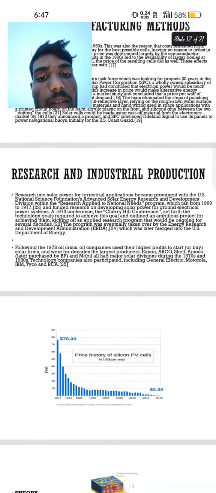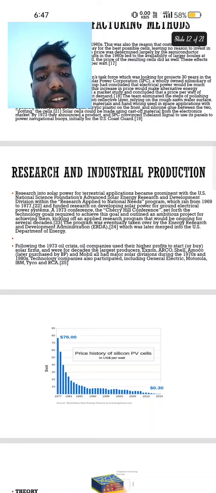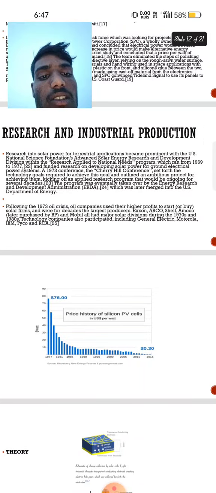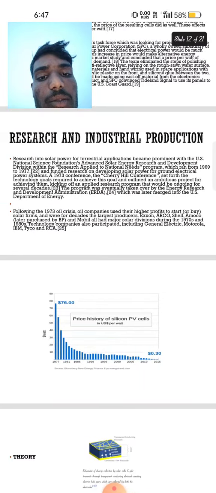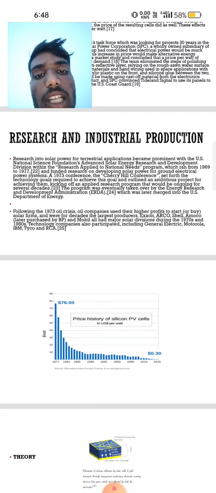Research and industrial production flourished in the 1973 oil crisis, when oil companies used their higher profits to start solar farms and were in the field for decades. The largest producers, Exxon, Arco, Shell, Amoco, and Mobil, all had major solar divisions during the 1970s and 1980s. Technology companies also participated, including General Electric, Motorola, IBM, Tyco, and RCA.